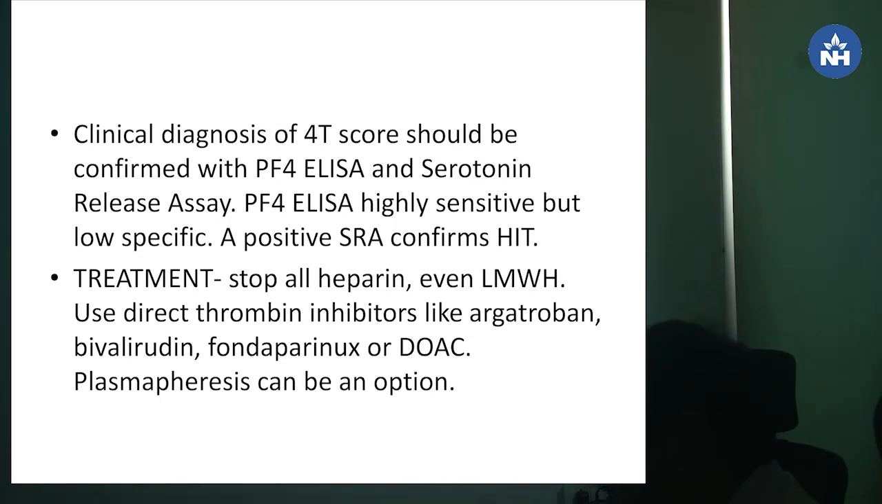So clinical diagnosis of 4 T-score should be confirmed with PF4 ELISA and serotonin release assay. PF4 ELISA is highly sensitive but low specificity. So a positive SRA confirms HIT. So even if PF4 ELISA is negative but SRA, serotonin release assay, is positive, then also it confirms HIT.